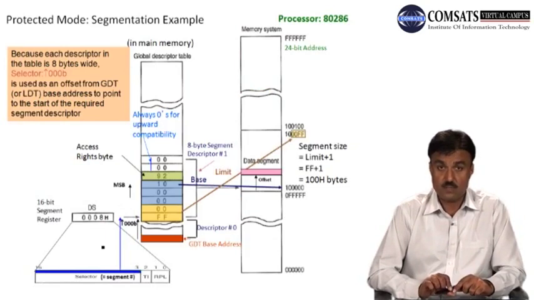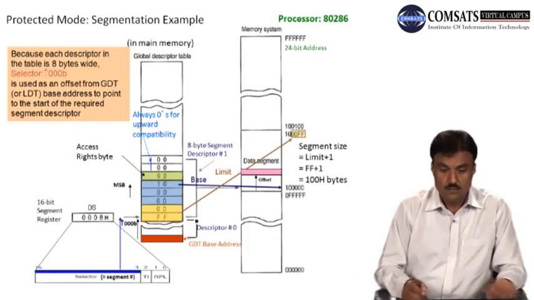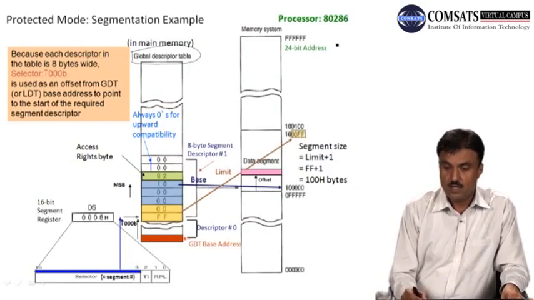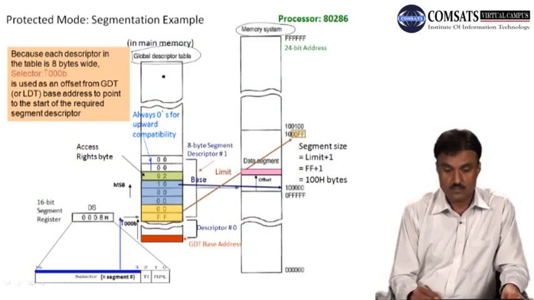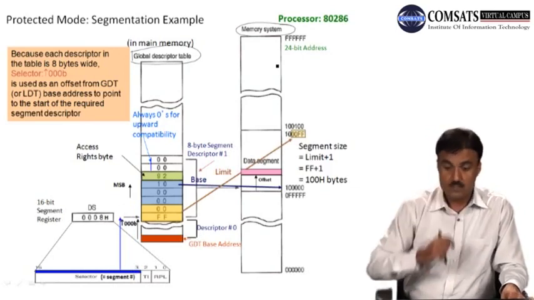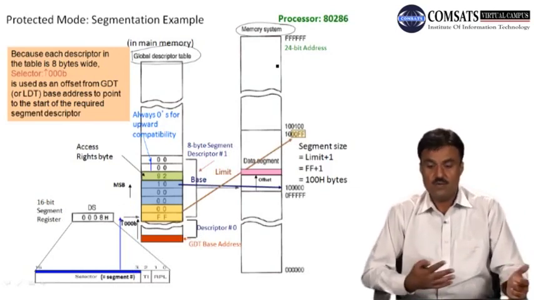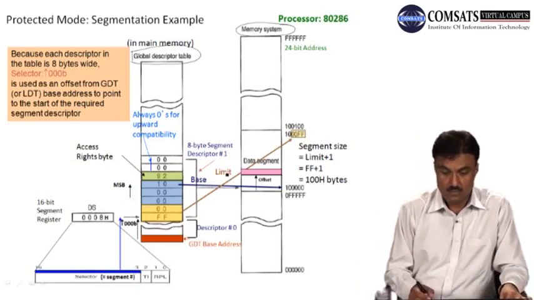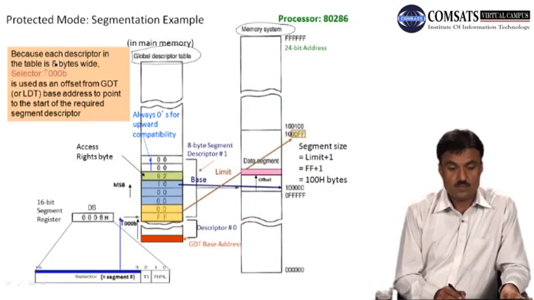segmentation. This is one of the segmentation examples, and we have this global descriptor table at this point somewhere inside the memory, and we have the memory system. Actually, these tables are also maintained inside the memory system. And how can we access the memory? Each descriptor in the table is 8 bytes wide, as we saw in the previous example.